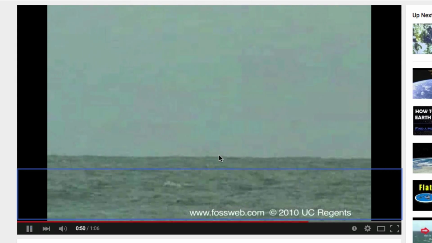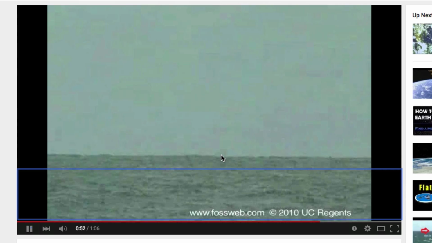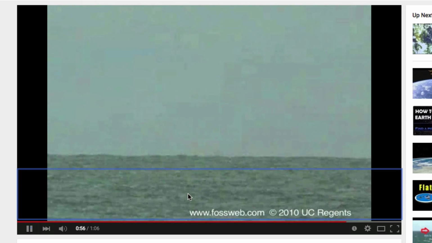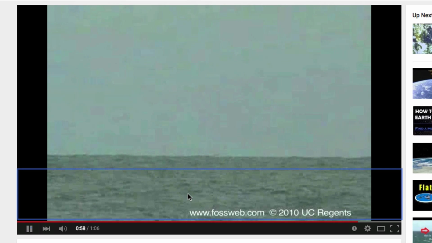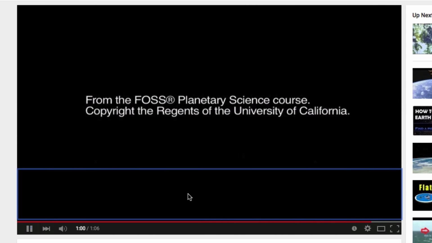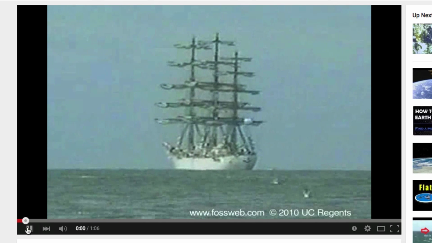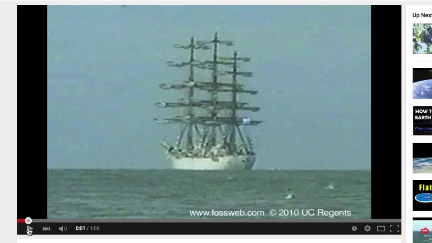It's hard to tell exactly, and this water just dropped, and we still see part of the ship going over. It's hard to tell exactly what's going on here. Are they cutting parts of the video out? Are they moving the camera down? I mean, what's happening here? What exactly is it that they're doing?